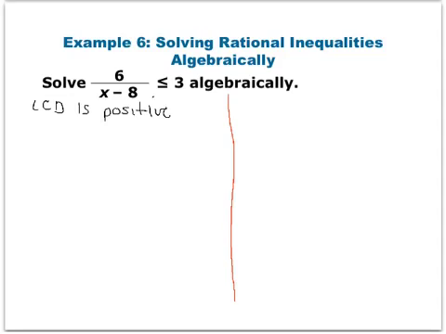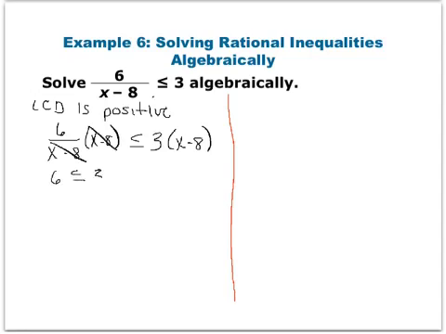Okay, so first I'm going to solve for x. I have 6 over x minus 8 less than or equal to 3. I'm going to multiply both sides by x minus 8. Then I have 6 less than or equal to 3x minus 24, plus 24, 30 less than or equal to 3x, x greater than or equal to 10.